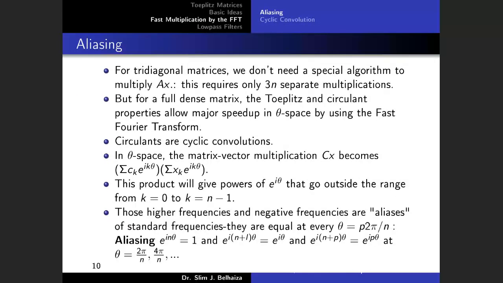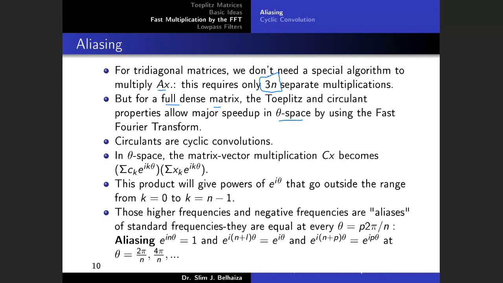Now we'll talk about what we call aliasing. For tridiagonal matrices, we don't need, in fact, a special algorithm to multiply AX. In fact, this requires what we call 3n separate multiplications because of this very specific and very easy structure of tridiagonal matrices. But for full dense matrices, the Toeplitz and circulant properties allow, in fact, a major speedup in the theta space by using what we called before the fast Fourier transform.